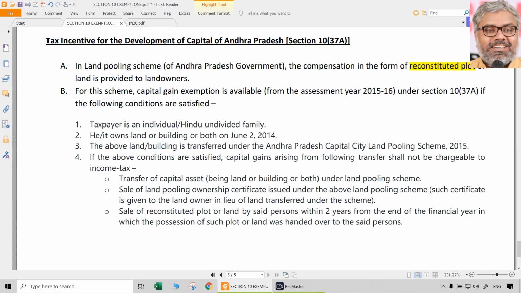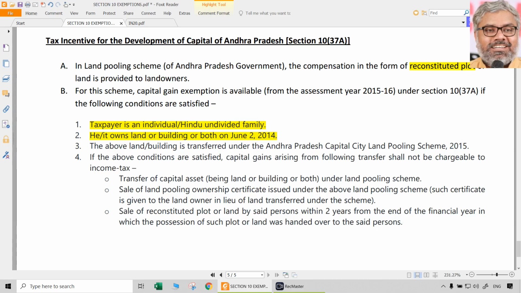But no, instead of that, they have chosen 37A under section 10. So what they said is the capital gain is exempt from the assessment year 2015-16 if the following conditions are satisfied. What kind of capital gains are exempt? We'll see that. First of all, the conditions are these. The taxpayer should be an individual or HUF, naturally, and he is owning the land or building or both on June 2nd, 2014. June 2nd, 2014 is technically, legally called the appointed day. That is the date officially on which the states of Andhra Pradesh and Telangana were separately formed.